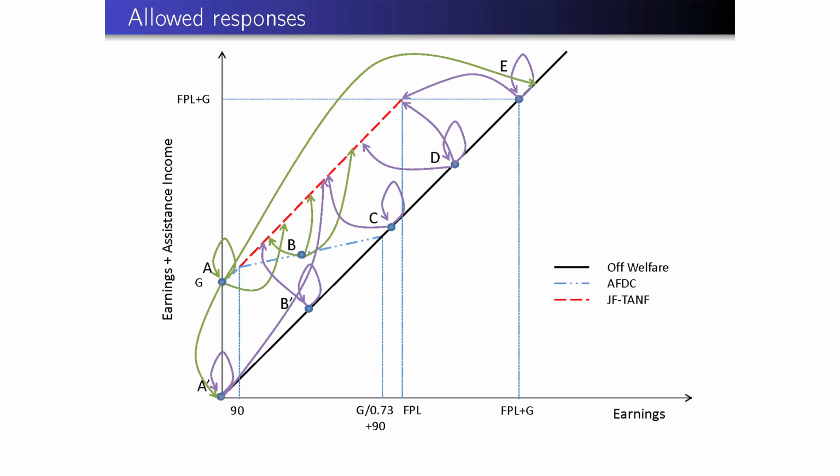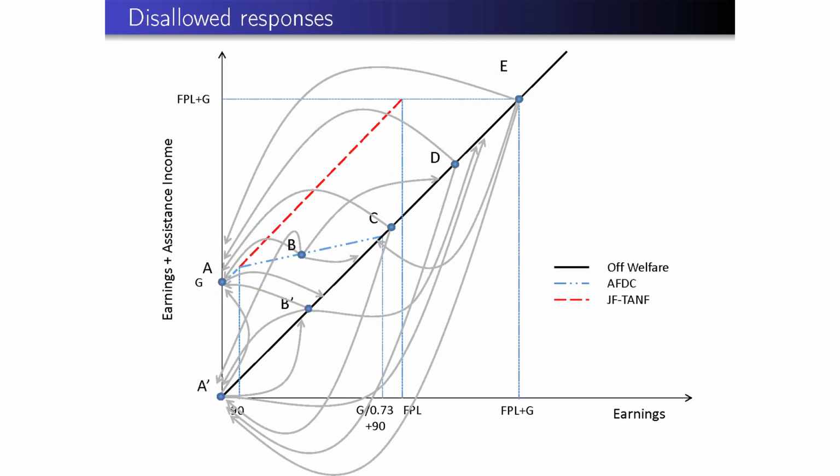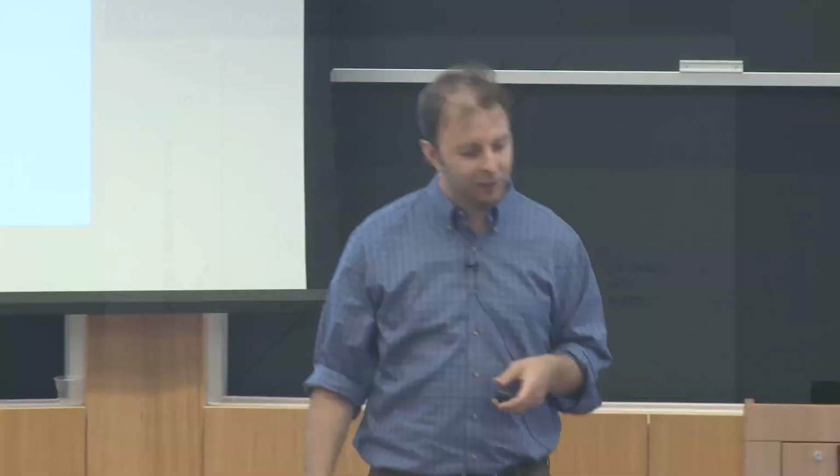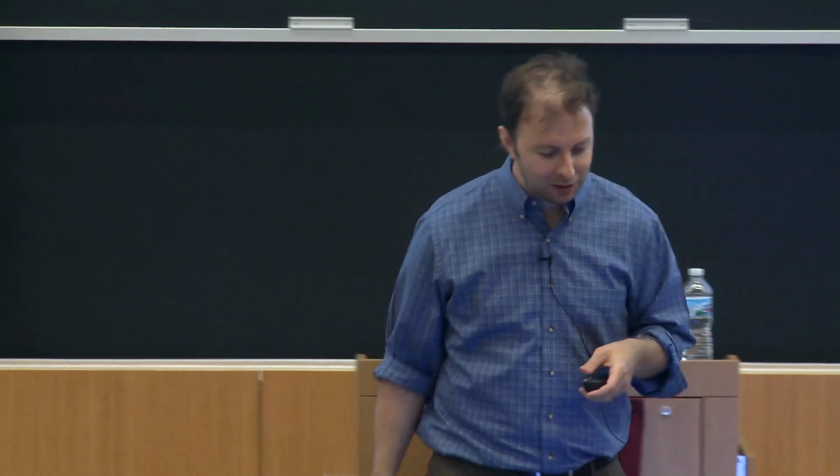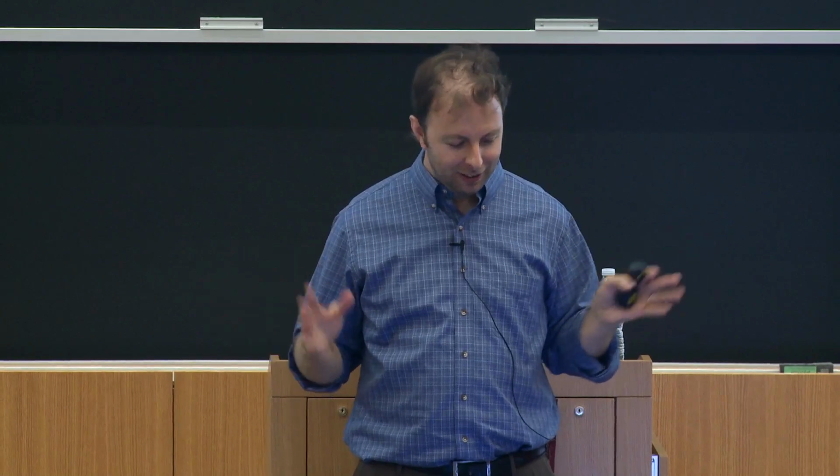Those are all of our allowed responses. Here's what theory is ruled out. These are all the disallowed responses. There's tons of them, okay? And so we've learned something without making much in the way of functional form assumptions. I'm sneaking some stuff into the consumption equivalent, but I think relative to much of the literature, this is very unrestrictive.